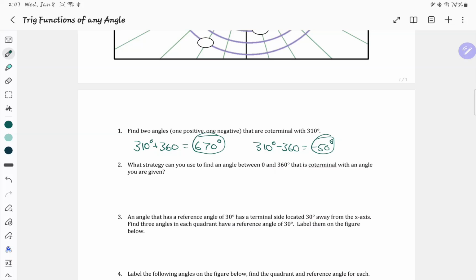A lot of times we'll need to know familiar spaces when we're dealing with the trig functions of these big or negative angles. A strategy that you can use to find an angle that's coterminal with an angle you're given is exactly what I said. So I'm going to write it this way. We can take theta plus or minus 360 degrees, and that will be our coterminal angle.